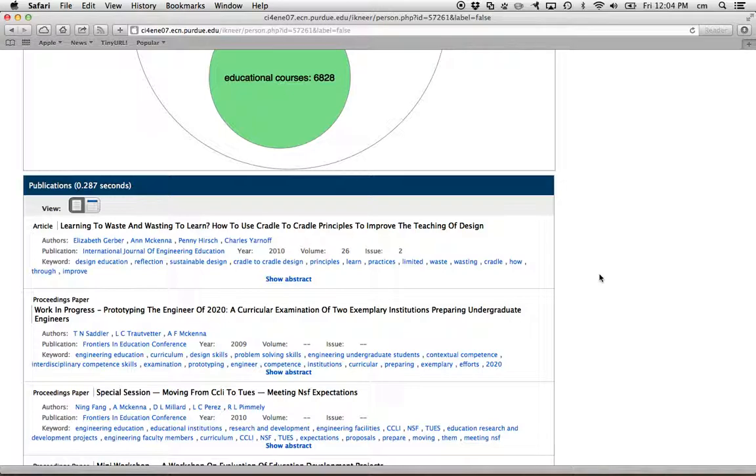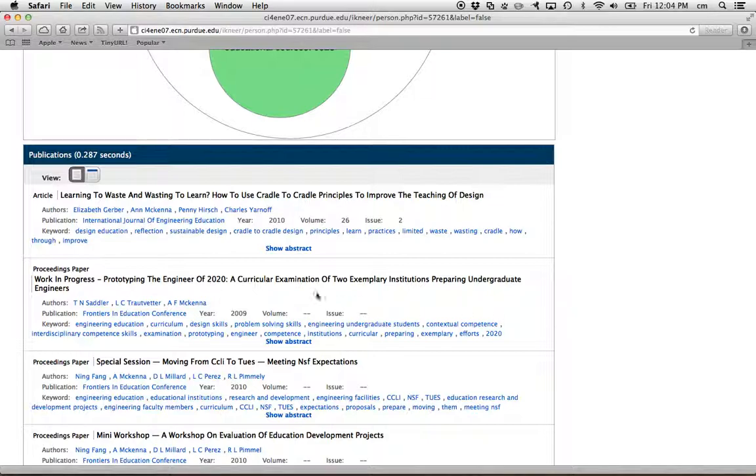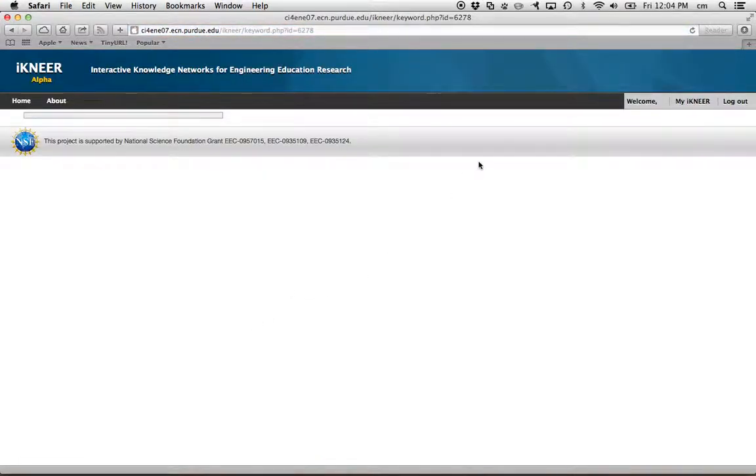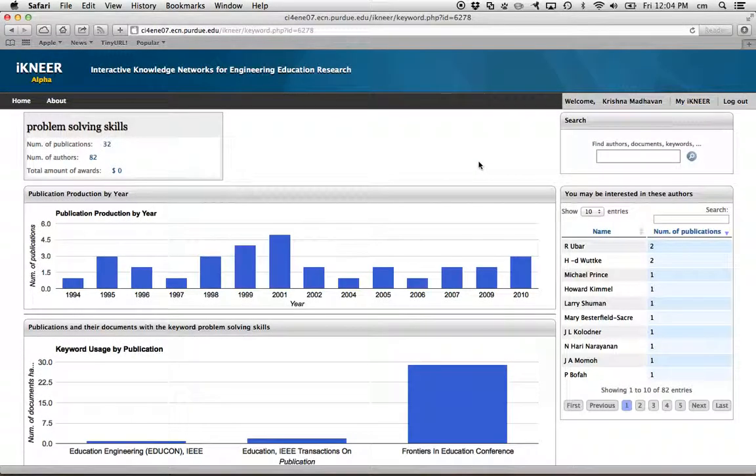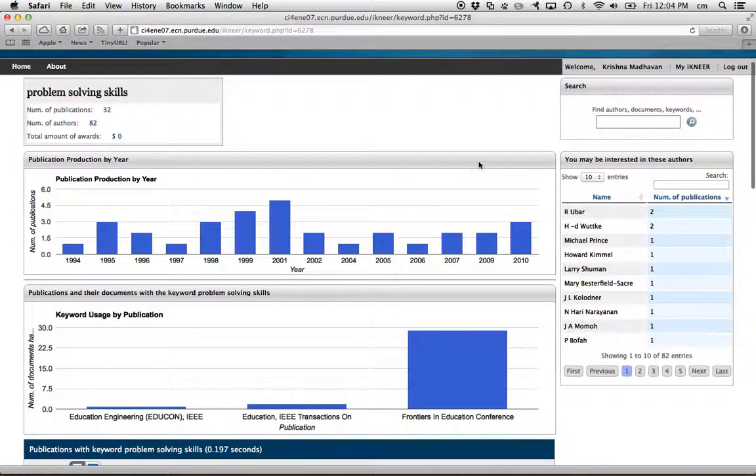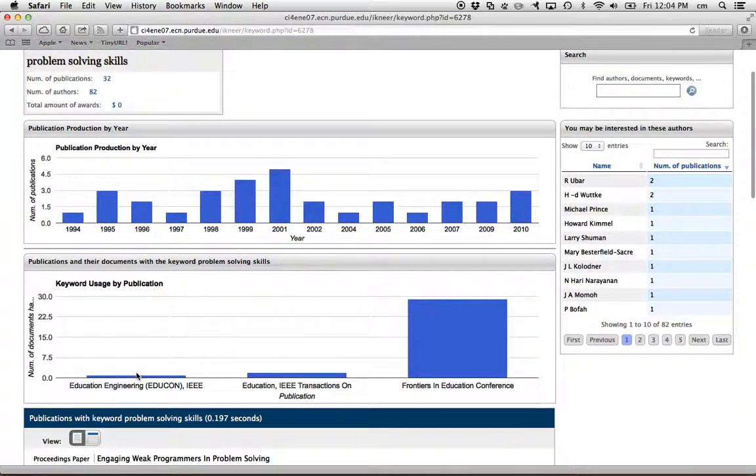Now, I want to point out to you some very simple thing. Here you see a variety of key phrases. You can actually use these key phrases for navigating further on the system. For example, there is a key phrase over here which is called problem solving skills. Let me go ahead and click on that and see what is being funded with problem solving skills in this particular area. So we have 32 publications related to problem solving skills, and they are primarily in IEEE Educon and Transactions on Education.